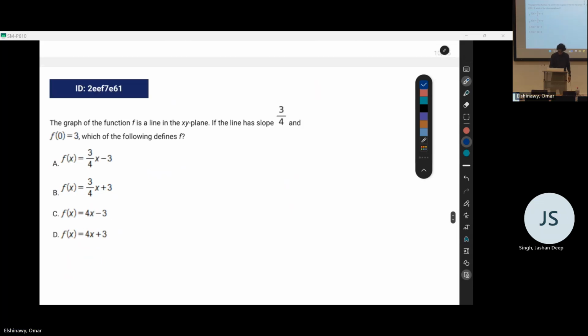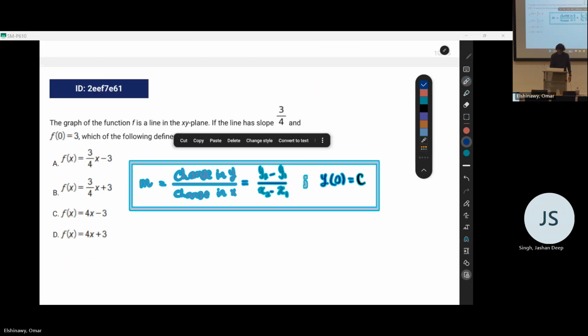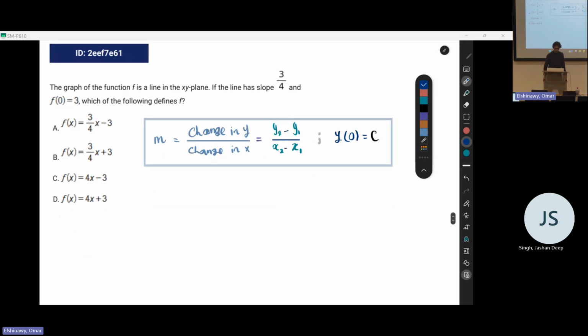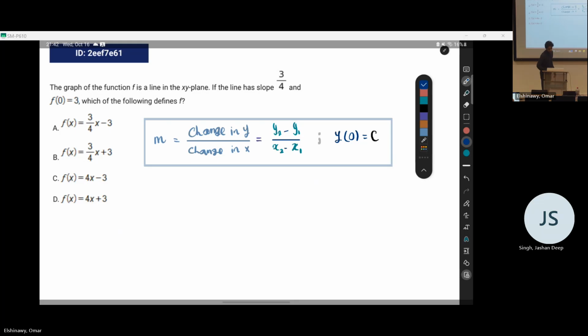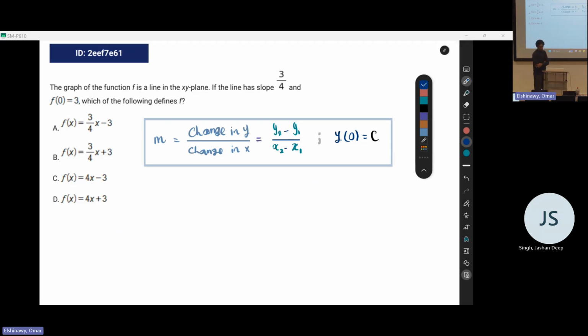So, and this is also clear. I don't think we need to lift the pen to do it. What do you think the answer should be? B. Yeah, it would be B.